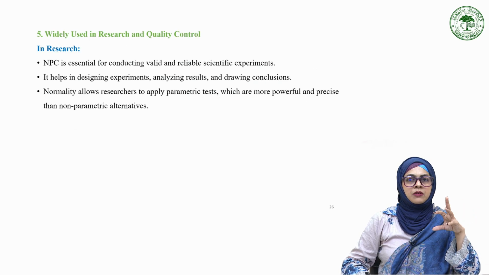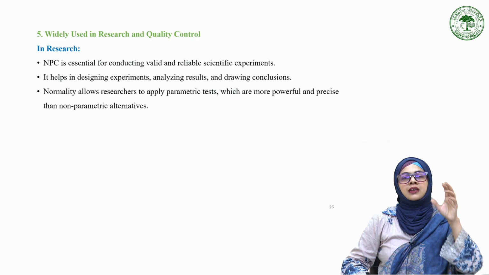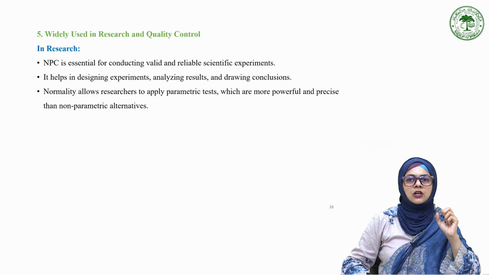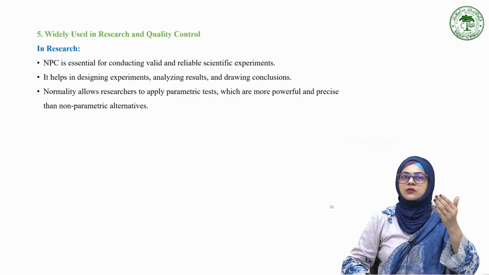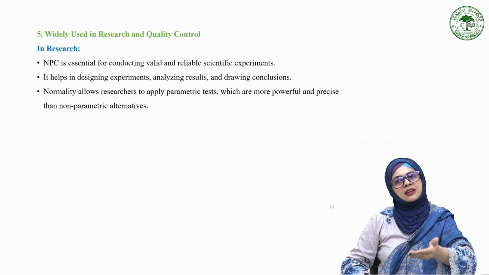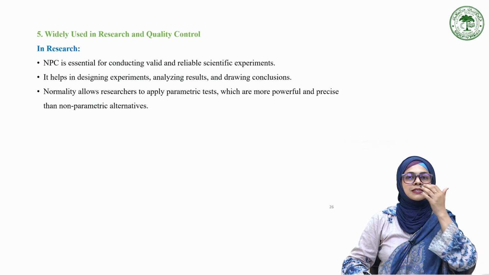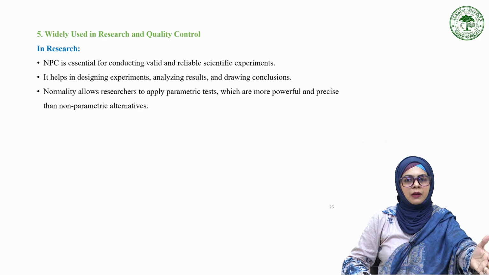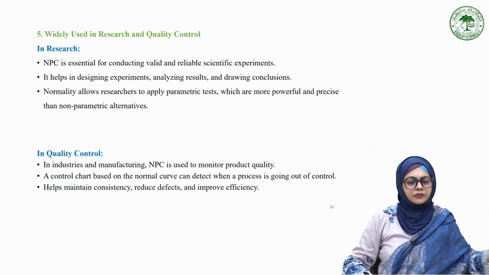Then also it is widely used in research and quality control. For example, a researcher is studying a new reading program and comparing the students' test results. If it follows a normal probability distribution, the researcher can use a t-test, right? And they can determine whether the improvement is statistically significant or not. So the NPC helps visualize how much of the improvement is due to the program and how much might be because of chance or random variation.